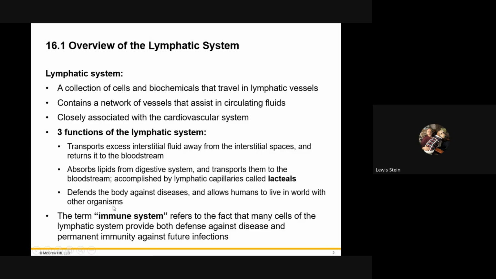And lastly, and as important as anything that it does, it's your defense against disease. It's your defense against infectious diseases. It's your defense against diseases that were infectious and invaded cells. It's your defense against irregular cells that you've either acquired or formed, in the way of cancer cells, transplanted or transfused cells.